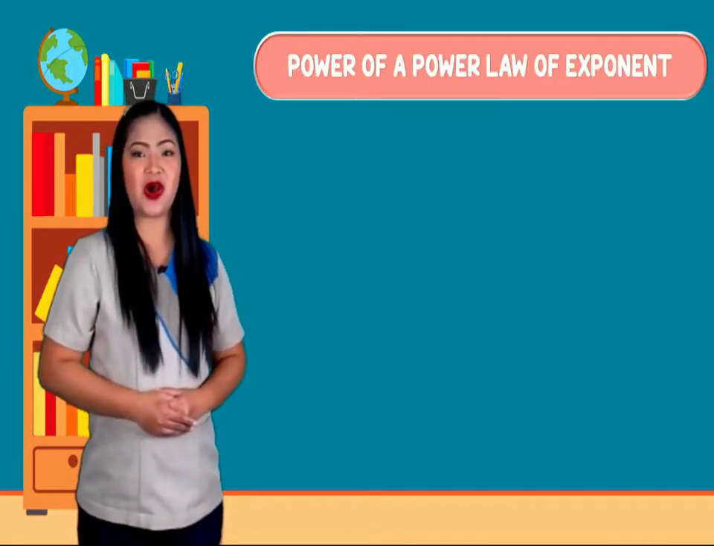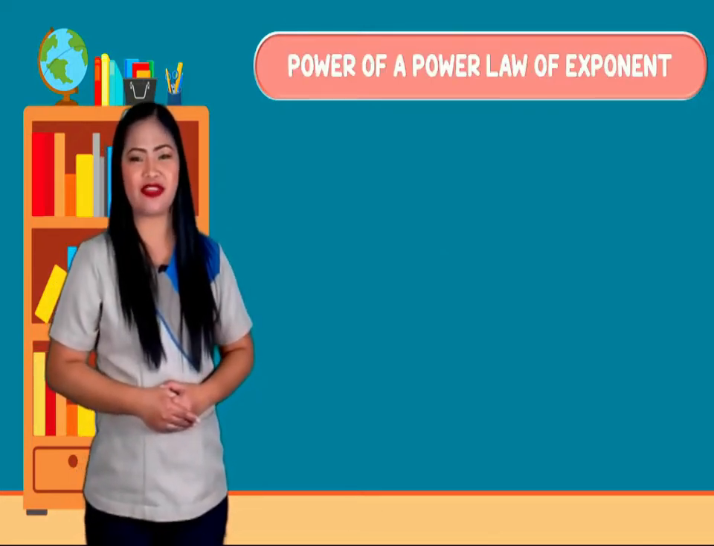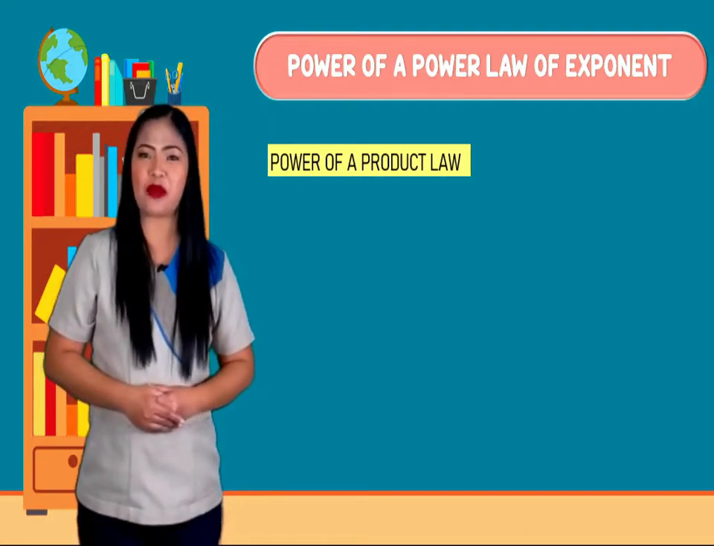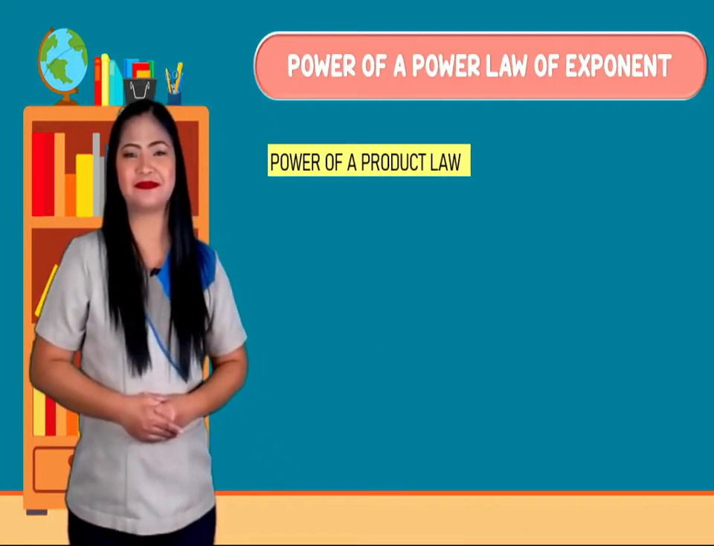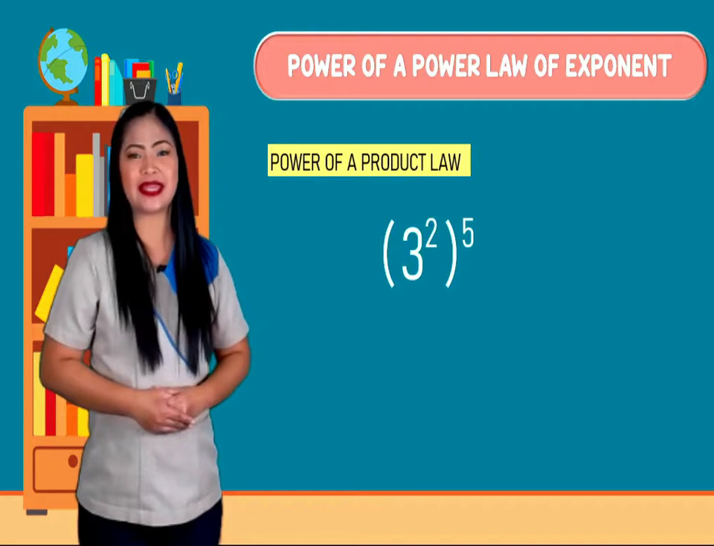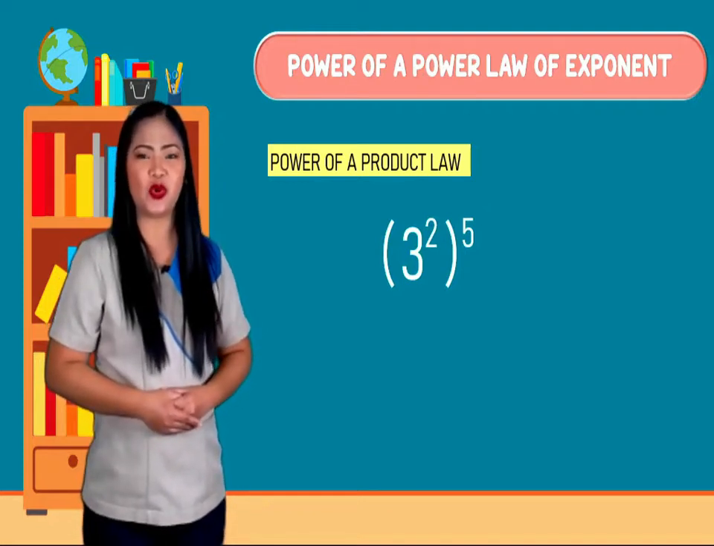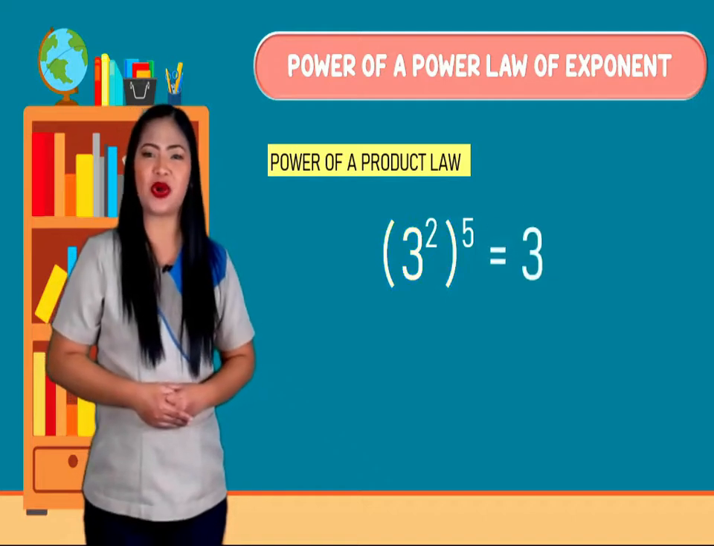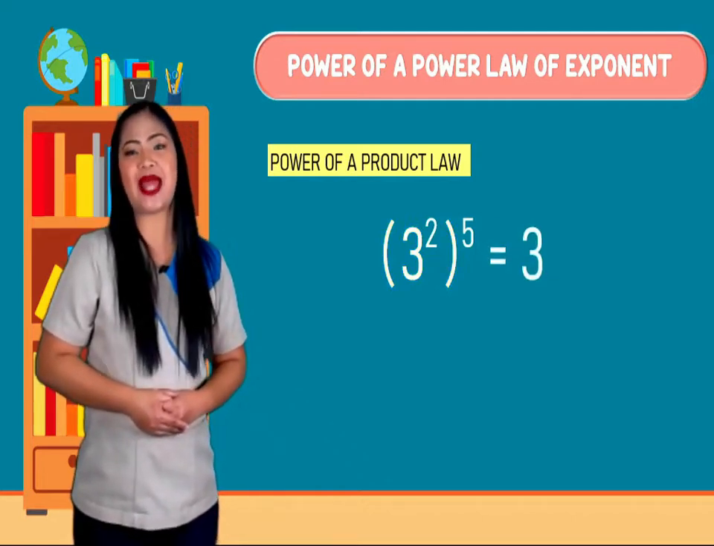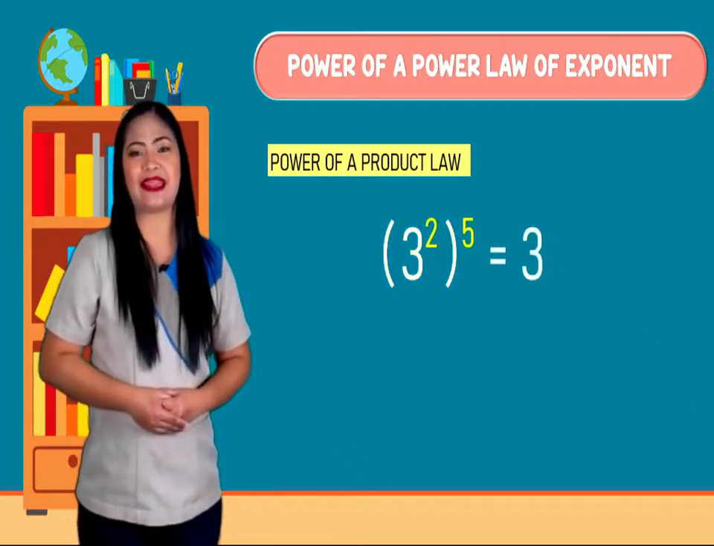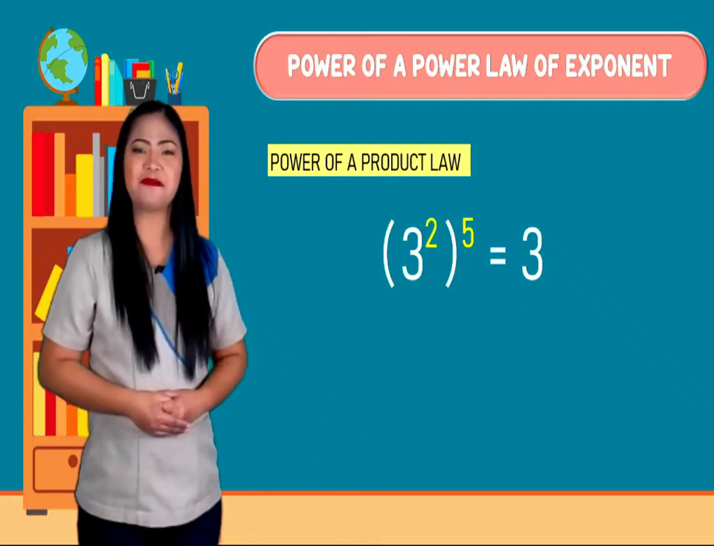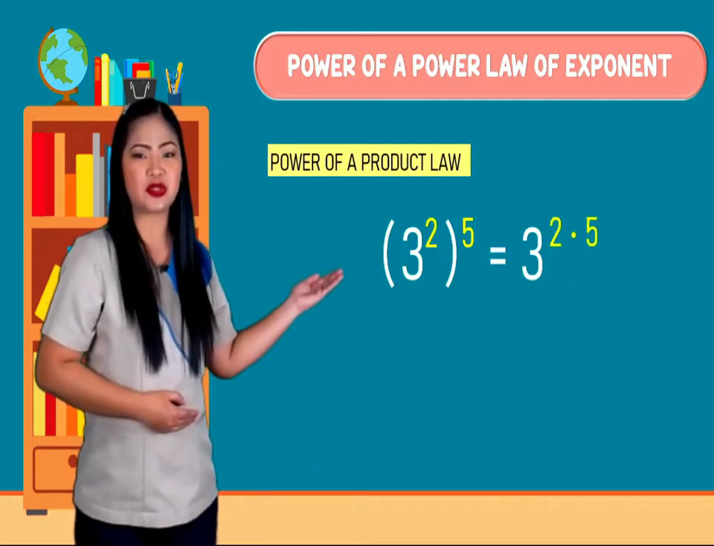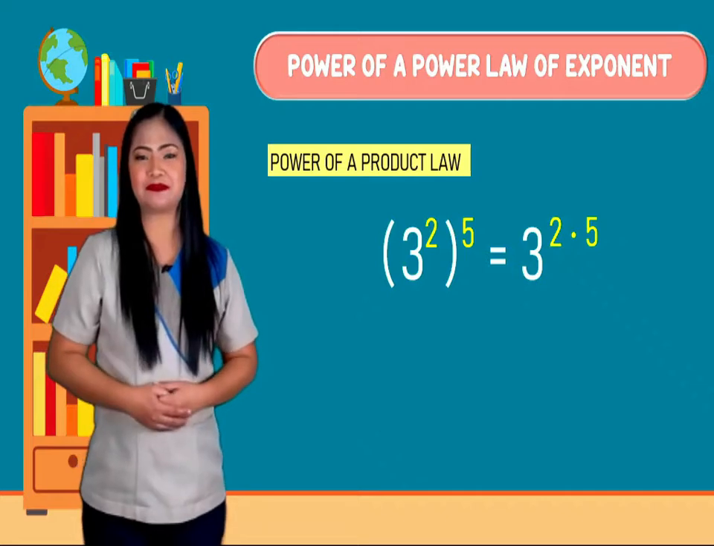Now, let us discuss power of a power law of exponent. Under this, we have power of a product law. If we have the quantity of 3 raised to 2 raised to 5, applying the power of a product law, we are going to multiply the exponents 2 and 5. So that would be 3 raised to 2 times 5.